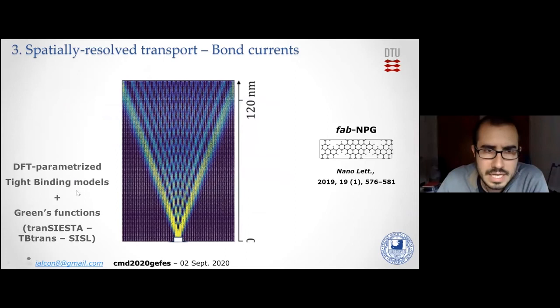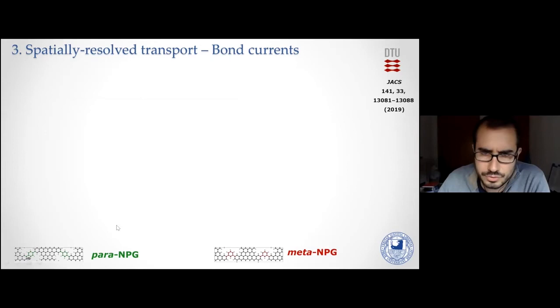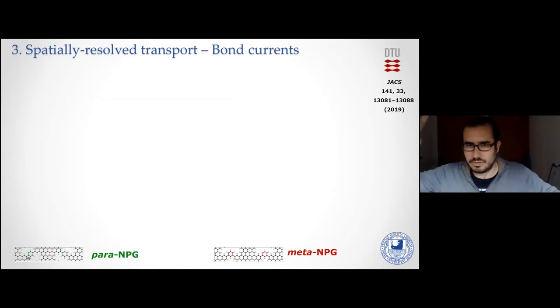And for that, we had to use the DFT-parameterized tight-binding models, because of course, at these larger scales, it's impossible to go with DFT, combined with Green's functions, which allow you to do transport. So these are the two unit cells that we used in DFT to get the preliminary idea of the electronic structure of these networks. And then we essentially repeated the unit cell, I don't know how many times, maybe 10 or 20, and then maybe 100, something like that.